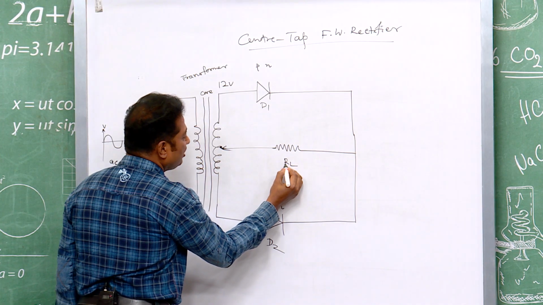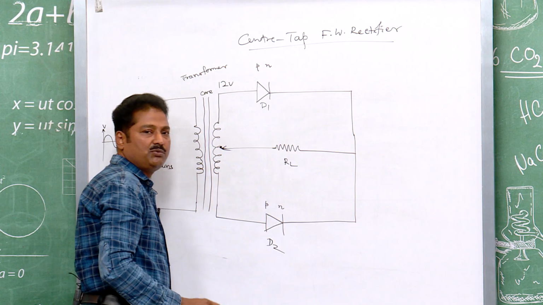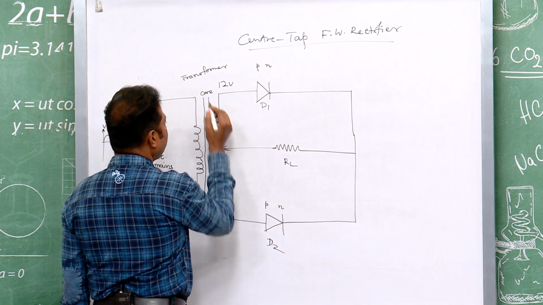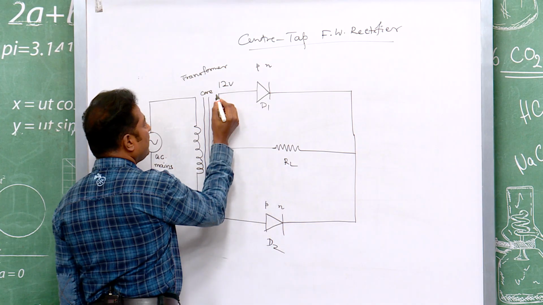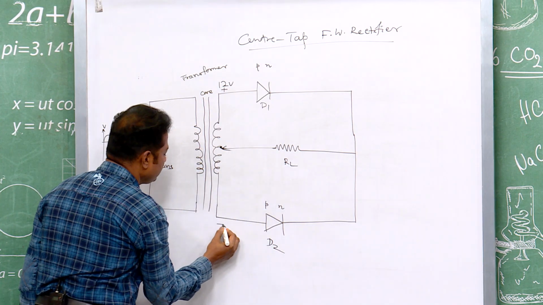So, it is a load resistor. Across this, you have to find the output. You talk of positive half cycle. When it is positive half cycle, this is your positive, this is your negative.